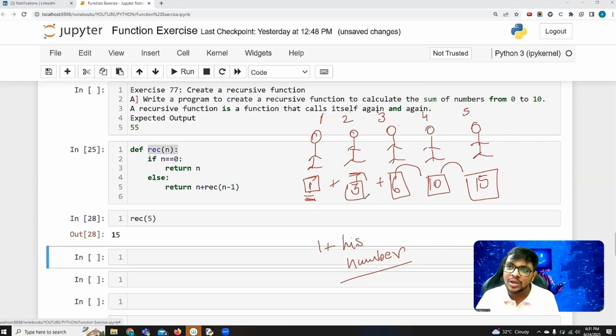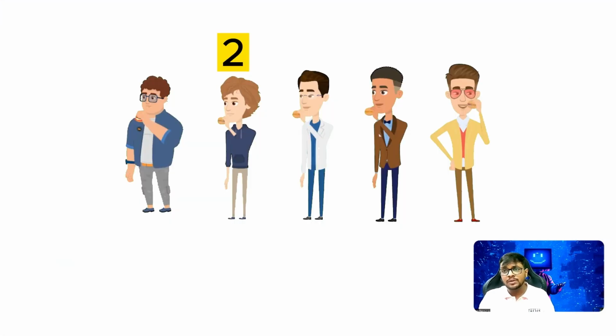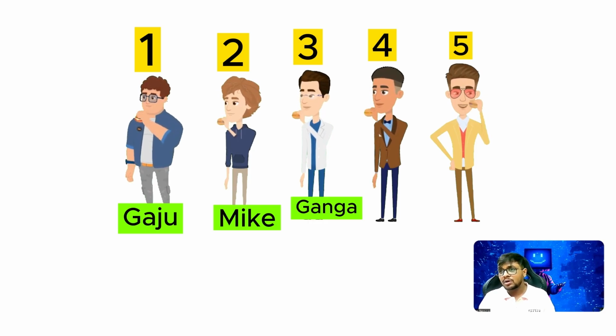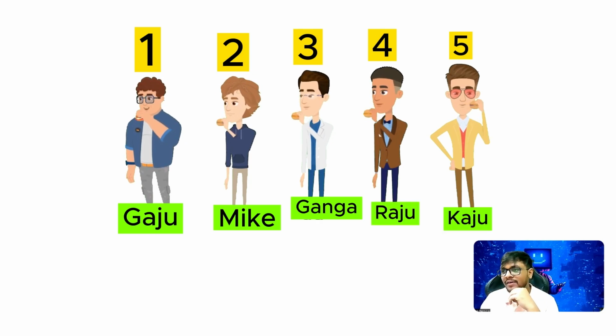Now, what you will do here, just think for it. Let's say we will also give the characters names. So the first person standing here is Gajodhar. Then we have Mike. Then we have Gangadhar. Then we have, suggest some cool names, guys, in the comment section, so that from the next story we have very cool names. Suggest it right now. That would help me. And then we have Raju, and then we have Kaju.